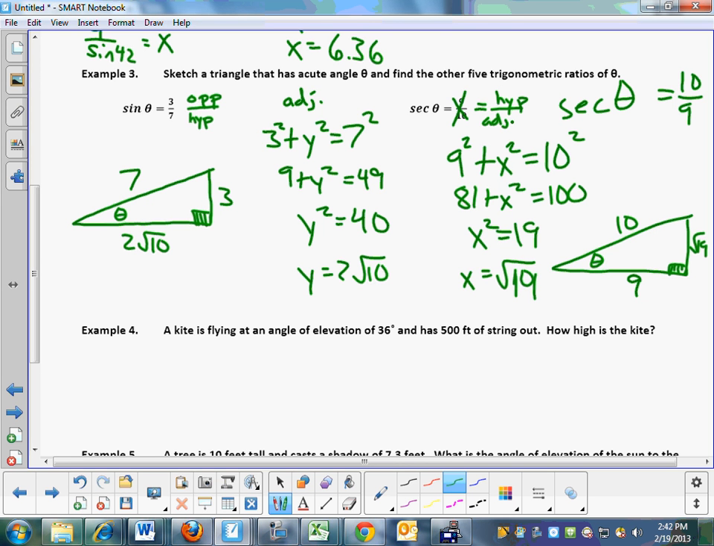Now that you're given that triangle, could you find the other 5 if you were asked to? That's because you're super smart.